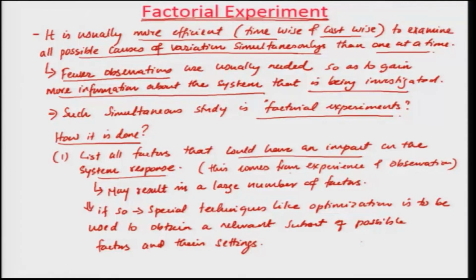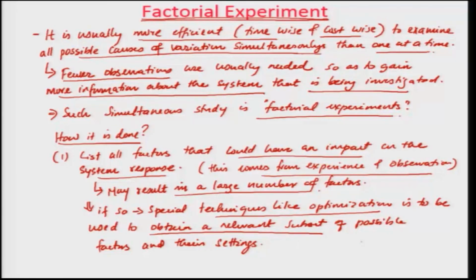So, when you list these factors from experience and observation, you could come up with a large number of factors, and studying them would require collecting a lot more data. Then you can use specific techniques like optimization that we just studied before, so that we can shrink this large set of factors into a small set of factors that are important to us, and their settings can be studied because of this kind of factorial experiment.